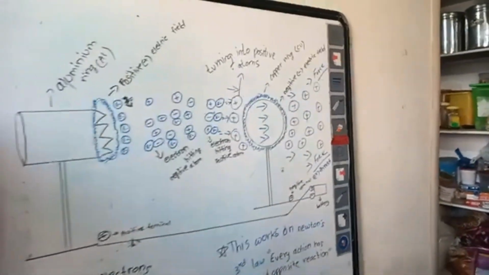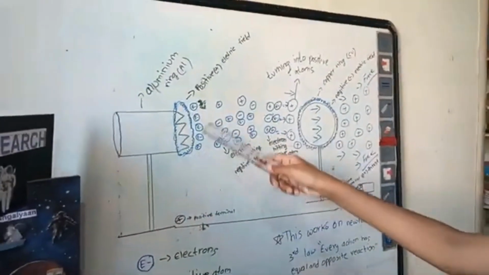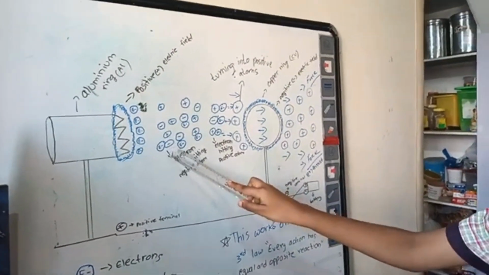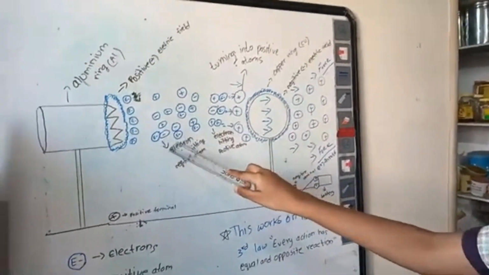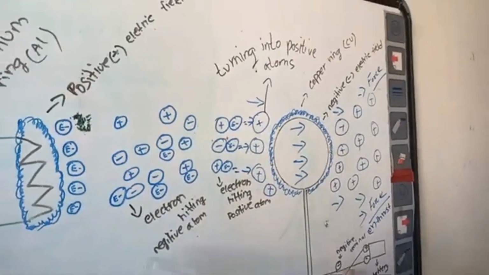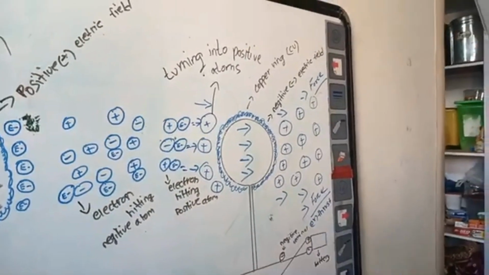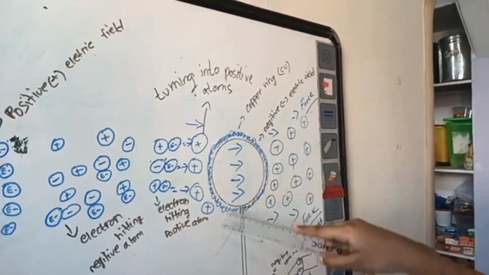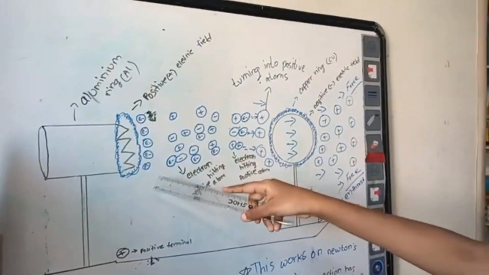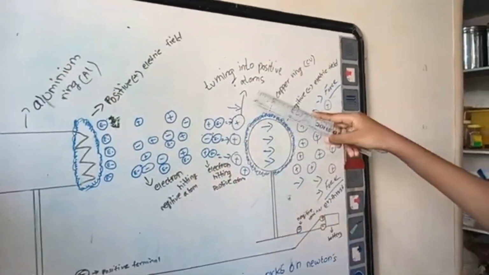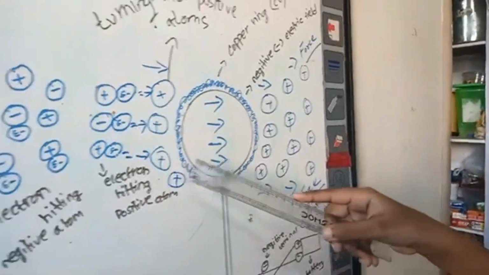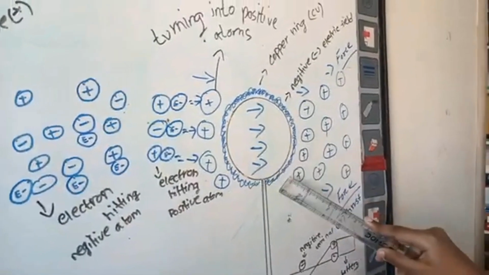Then after some time, the aluminium will start releasing electrons outwards. When these electrons hit the atoms here, it will strip away the excess electrons present in positive and negative atoms, resulting in turning every atom into positive atoms. And then, as the electric field present here is positively charged, it will start repelling these positive atoms outwards. And here, as it is negatively charged, it will start attracting the positive atoms towards it.